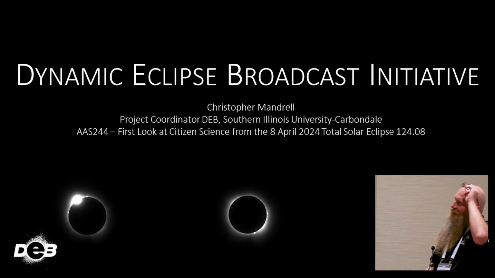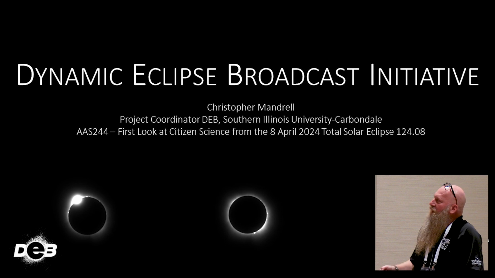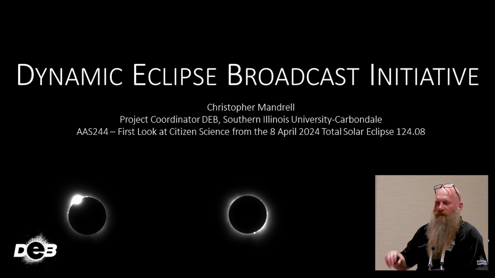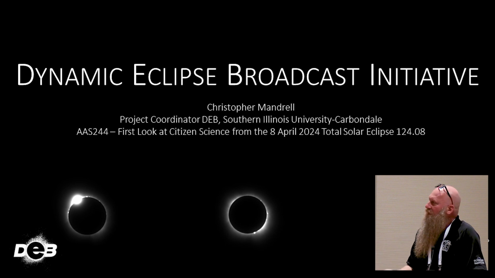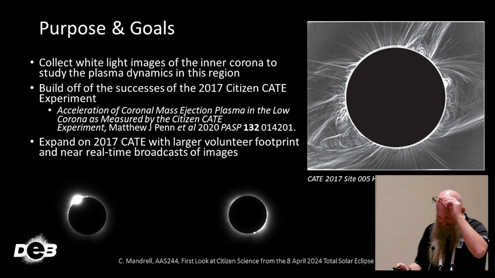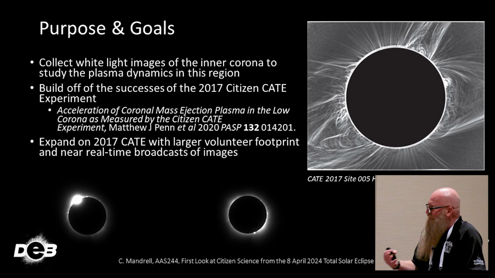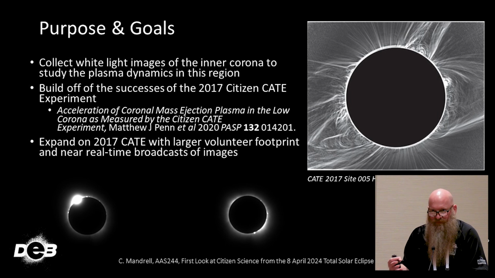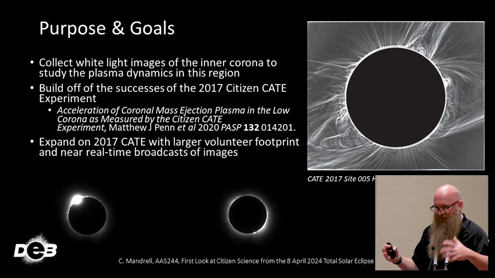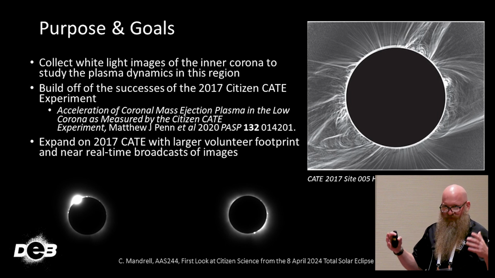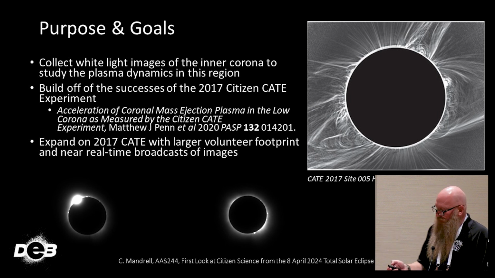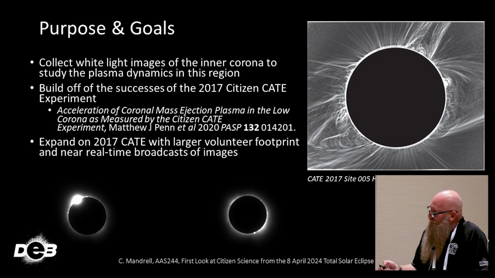So, okay. The Dynamic Eclipse Broadcast Initiative. I'm just going to go through a quick overview of what we did on the science side of this project. So our purpose and goals. Our main goal here is to collect white light images of the inner corona so we can study the plasma dynamics in this region, where the acceleration of the plasma occurs. It's a region that we can't normally look at in white light. So the eclipses provide us an excellent opportunity to study this.